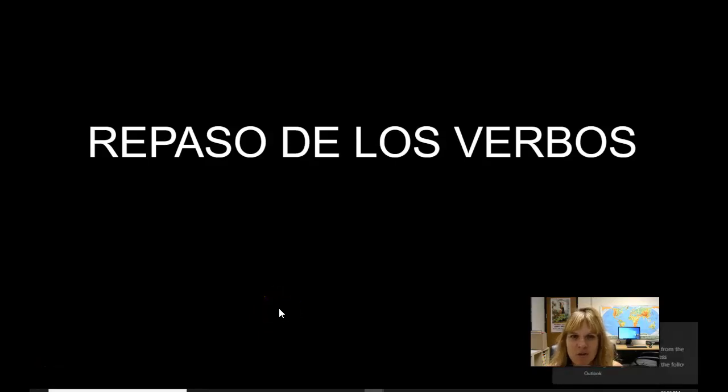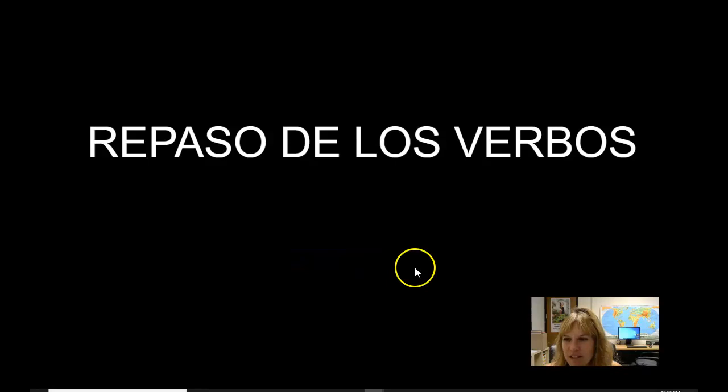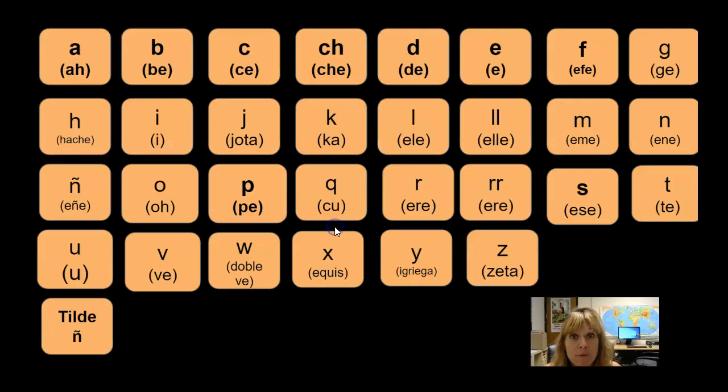Hola clase, hoy vamos a hacer repaso de los verbos. No es una lección super fantástica o super divertida. It's not a really fun lesson, pero es necesario en aprendiendo el lenguaje español, but very necessary in learning the Spanish language. Pero vamos a comenzar con algo super fácil.